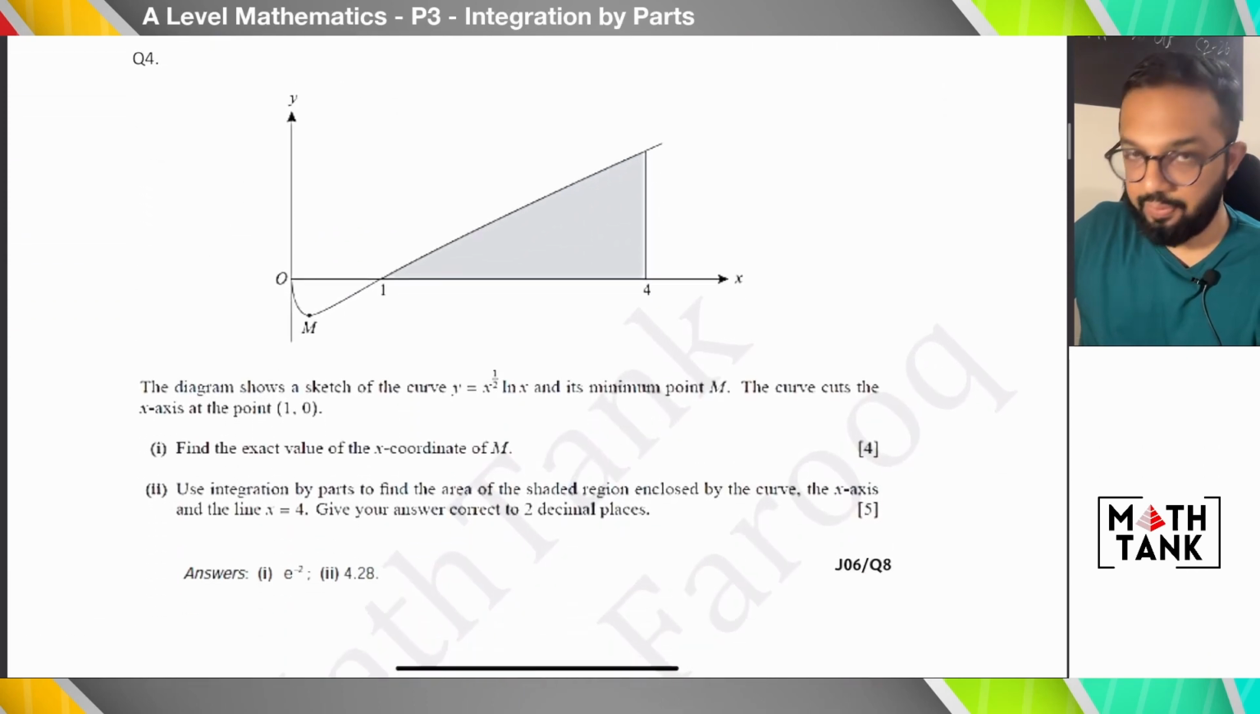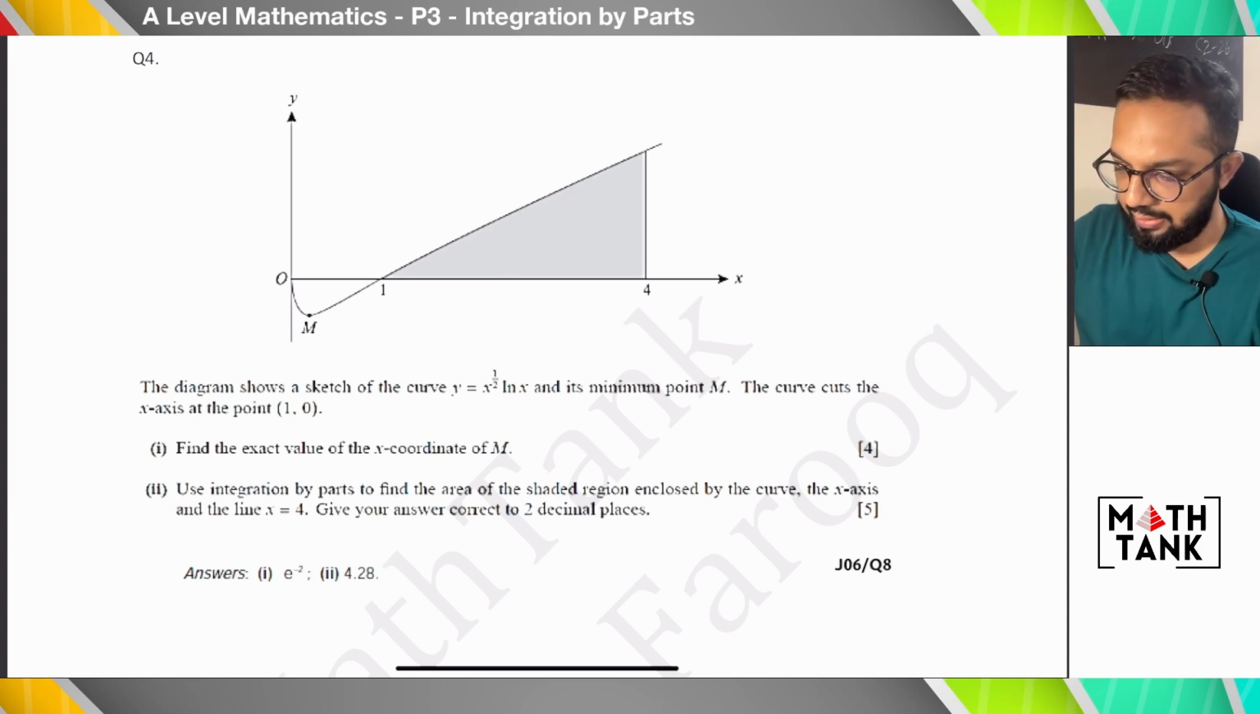Then we have question number 4. It says the diagram shows a sketch of the curve and its minimum point M. The curve cuts the x-axis at the point (1, 0). Find the exact value of the x-coordinate of M. So M is the minimum point, which means that I must find it with differentiation.